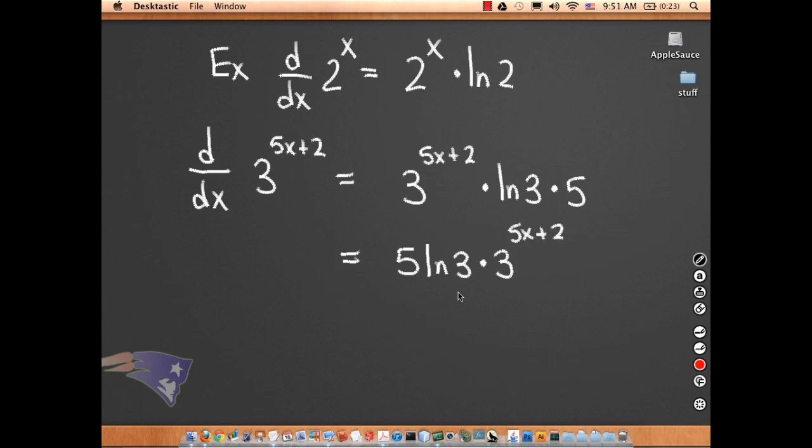And you can't multiply this 5 here and this 3. Why can't you? Because what is the power of this 3? It's 5x plus 2. So these numbers can't be multiplied, so that's as far as we can go. Okay? So the chain rule still applies.